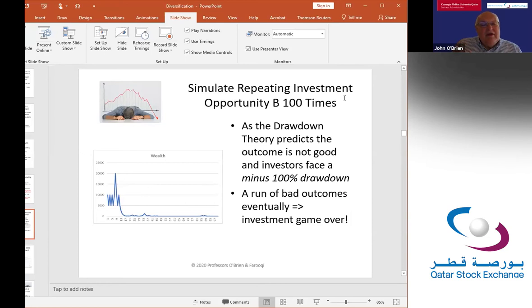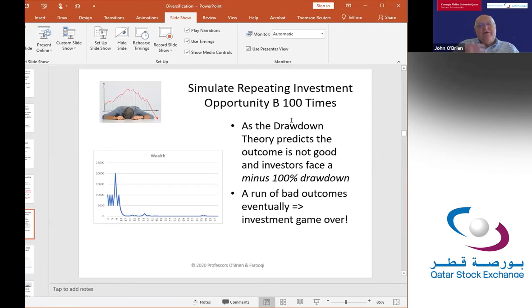So in Excel, you can simulate opportunity B 100 times and see, well, what would have happened if I had repeated this investment 100 times? You get different paths each time you simulate it, but what tends to happen, you'll observe, is that at some point in time, you'll be looking pretty good. You'll be looking like a champion, that the odds are that suddenly your wealth will really increase. But what always happens is that beyond a certain point in time, you lose it all, minus 100% drawdown.